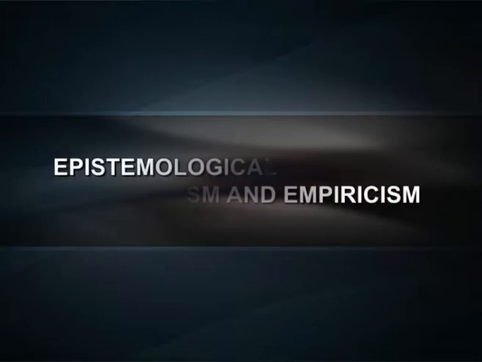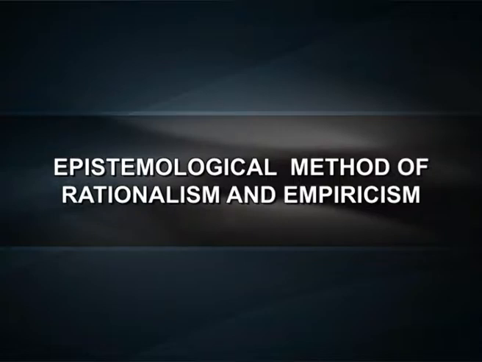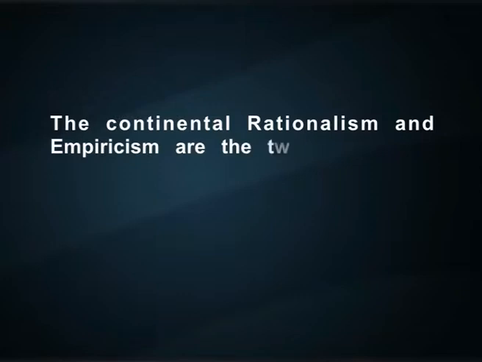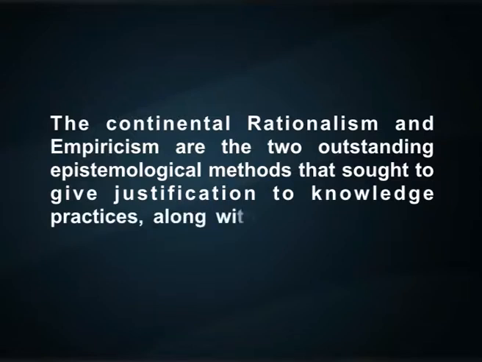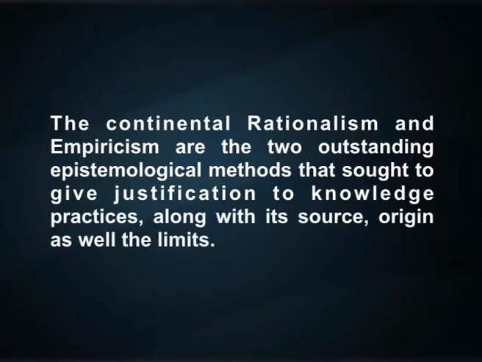In this session, we will discuss epistemological method of rationalism and empiricism. The dawn of modern philosophy, characterized chiefly by the reflection of scientific spirit, gave much prominence to epistemology or theory of knowledge. The continental rationalism and empiricism are the two outstanding epistemological methods that sought to give justification to knowledge practices along with its source, origin as well as limits. These thought trends laid the foundation of all subsequent methods of knowledge.